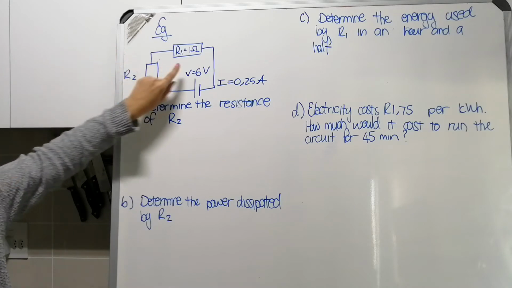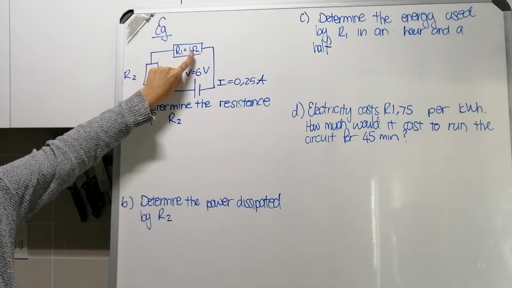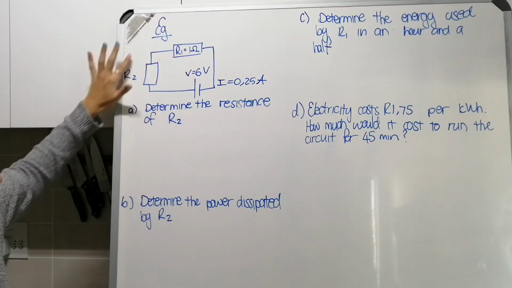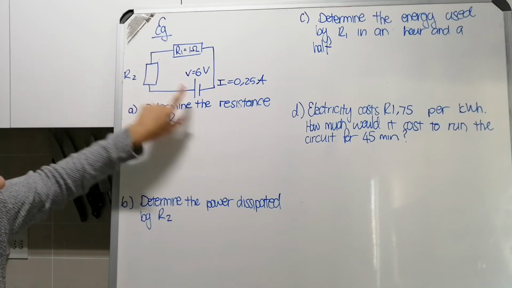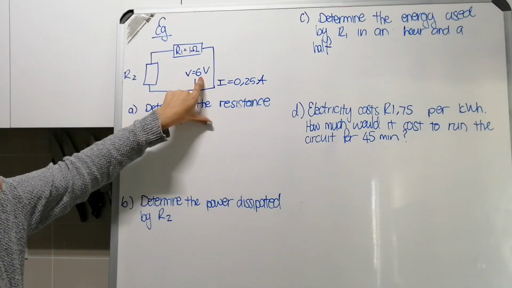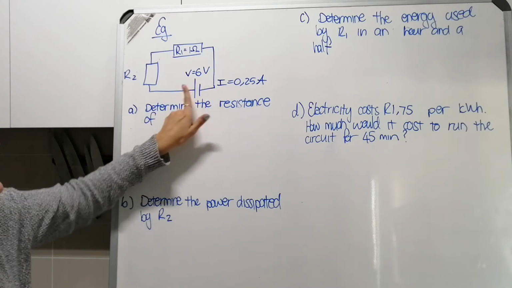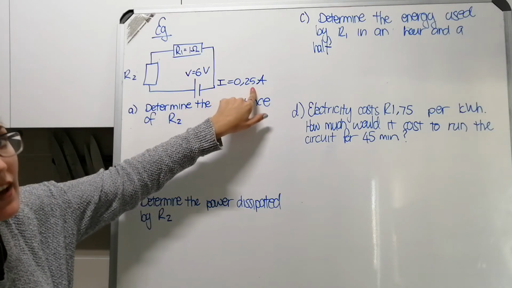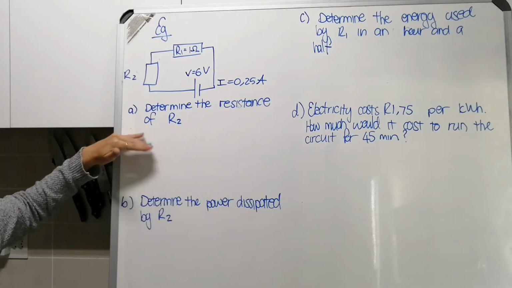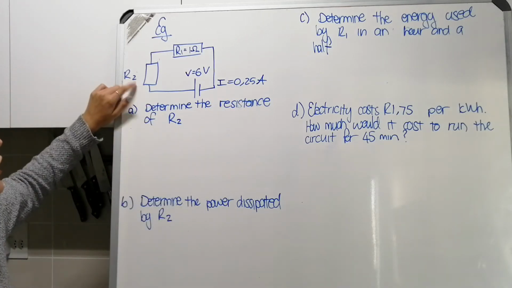We know this is resistor 1 with a resistance of 1 ohm. We know this is resistor 2 with an unknown resistance. Our cell has a terminal potential of 6 volts, and they also tell us that the current leaving the cell is 0.25 amps. The first question is to determine the resistance of R2.